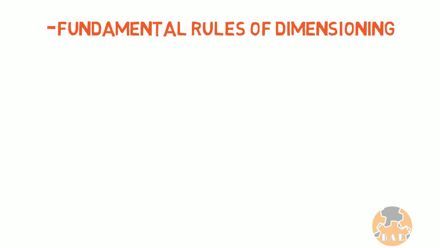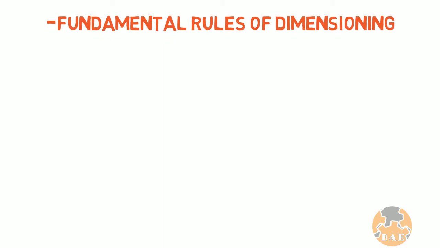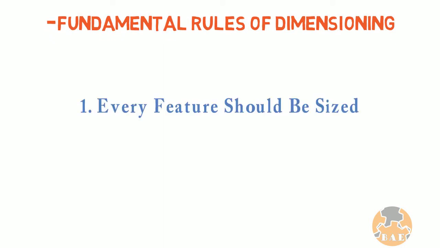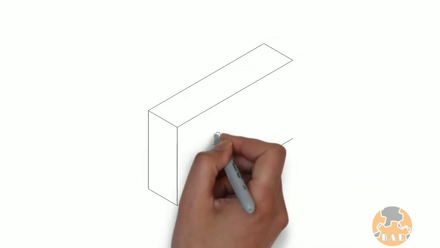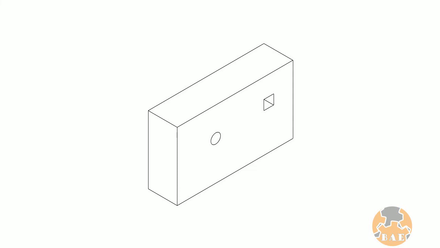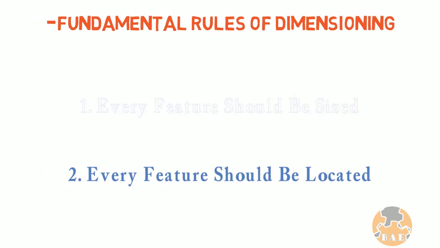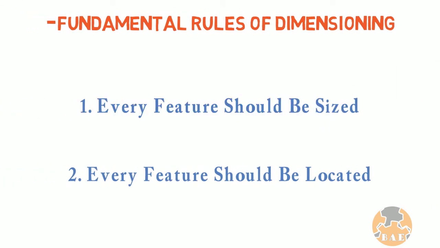Whenever you are giving dimensions for any part, you have to follow two rules. First one is every feature should be sized, and second one is every feature should be located. We will see this with an example. Consider this part. We have to make a drawing for this part. This is front view, top view and side view. Here we have the first rule that every feature should be sized, meaning each and every feature should have a size or a dimension.